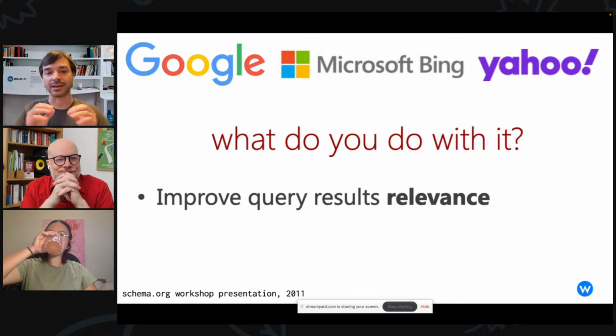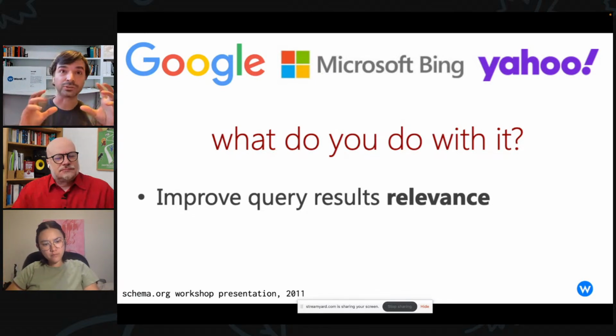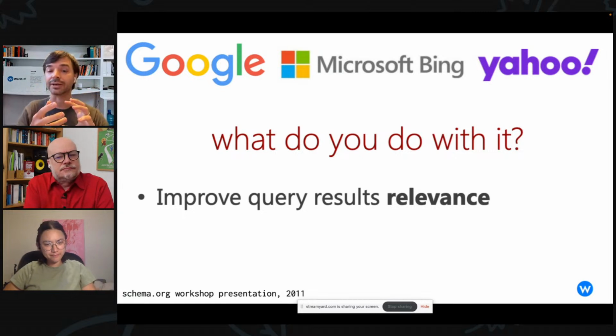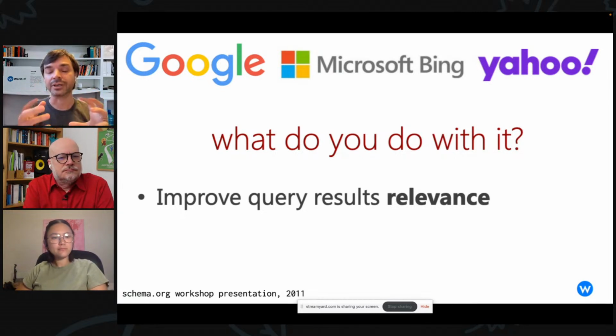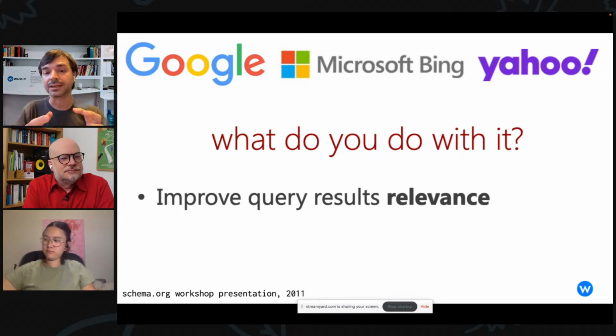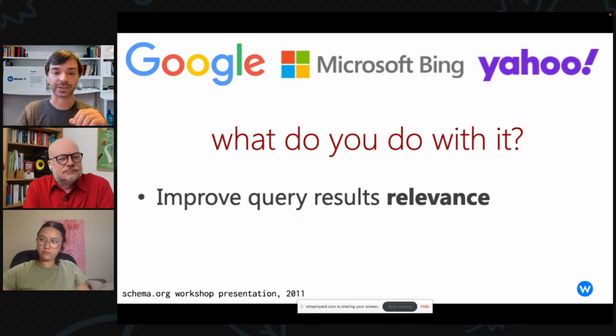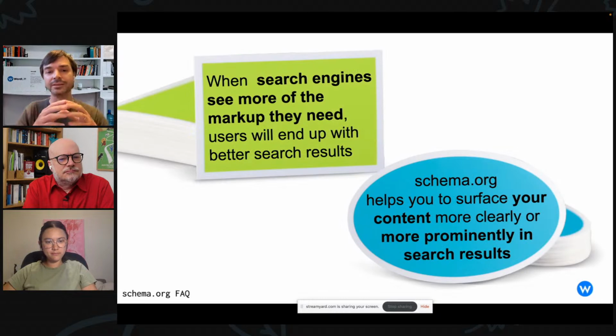There is just this slide that says, what do you do with schema.org? You improve query results relevance. So now you start to understand how things are connecting together, right? This vocabulary that's used to define data is used to improve the relevance for query results. And this is 2011. And these are two stickers that I took from the schema.org FAQ.